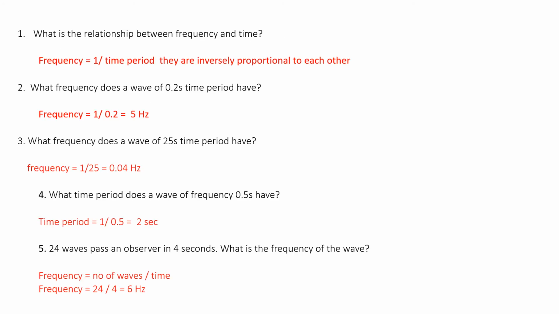Good, well done. If you got all answers correct, here are the answers. You can pause the video again and mark your answers. It's easy. You just need to divide 1 by the time given to calculate your frequency, or the number of waves passing. Questions 1 to 4 are the same thing. For question 5, you are given the number of waves, which is 24, and the time, 4 seconds. So you divide 24 by 4. You got 6. That is your frequency. Remember to write the units.